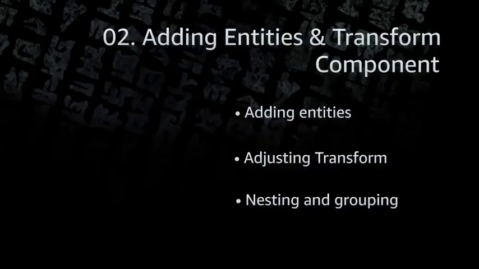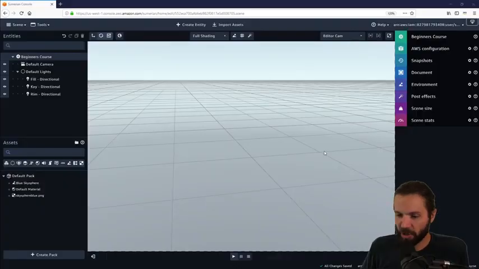In this second video of our beginner's course for Amazon Sumerian, we're going to look at how to add entities, how to transform those entities or change the transform values, and also how to nest or group entities. So let's get started.